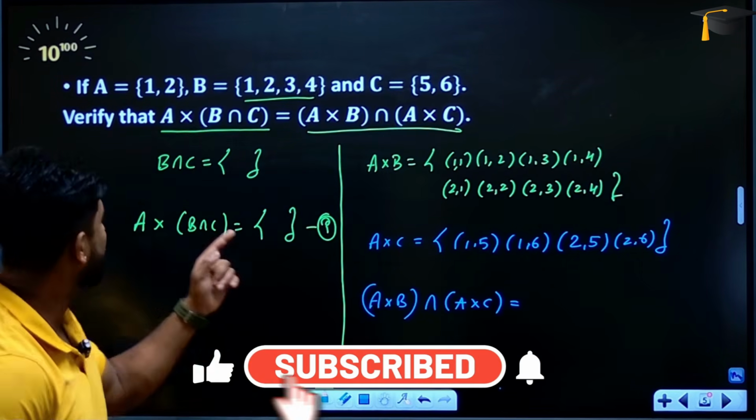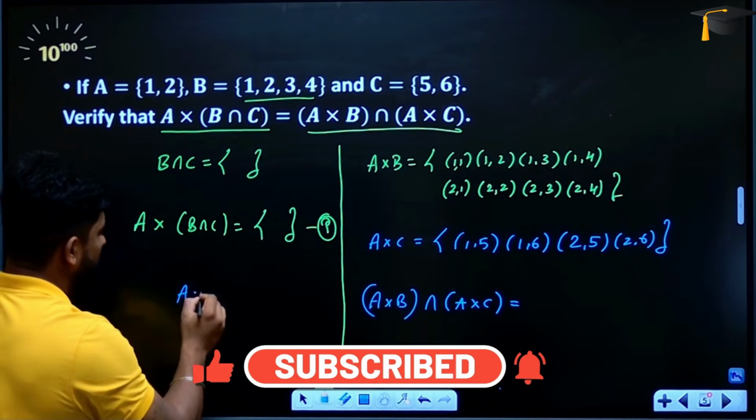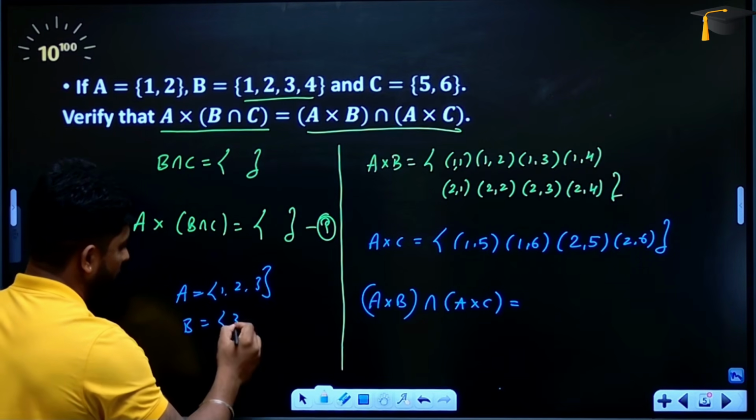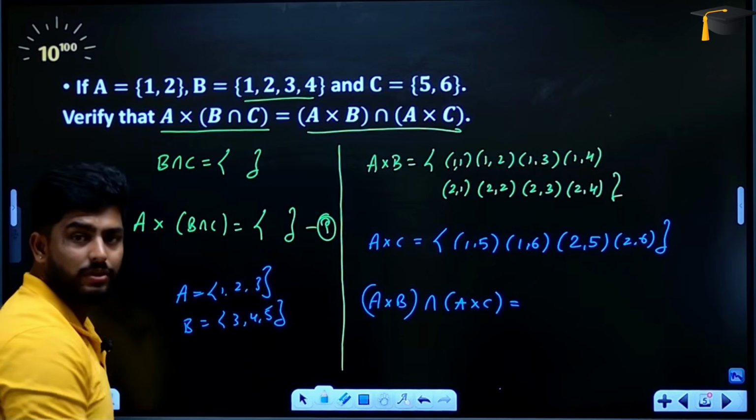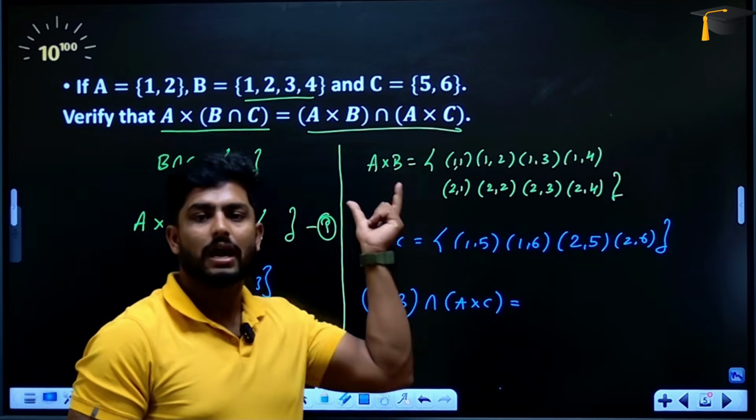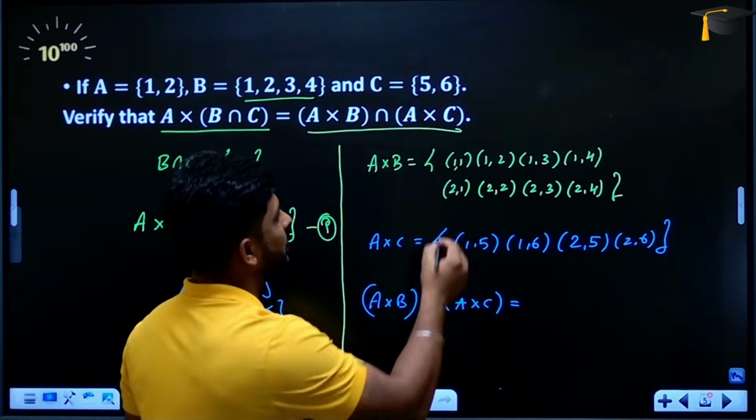Now here, set A is equal to {1, 2, 3} and set B is equal to {3, 4, 5}. Okay, so when it comes to this, the elements are nothing but these numbers. But when it comes to Cartesian product, one element is nothing but one bracket, children, like this.